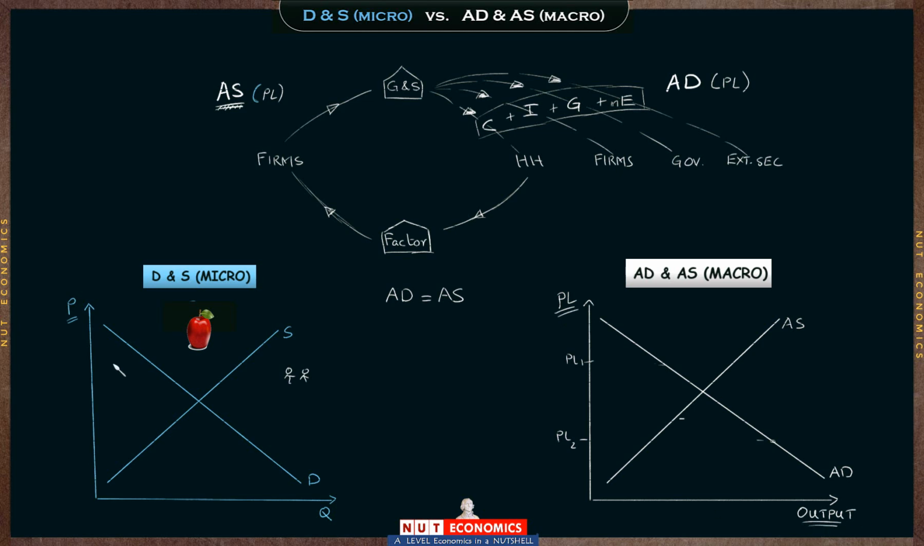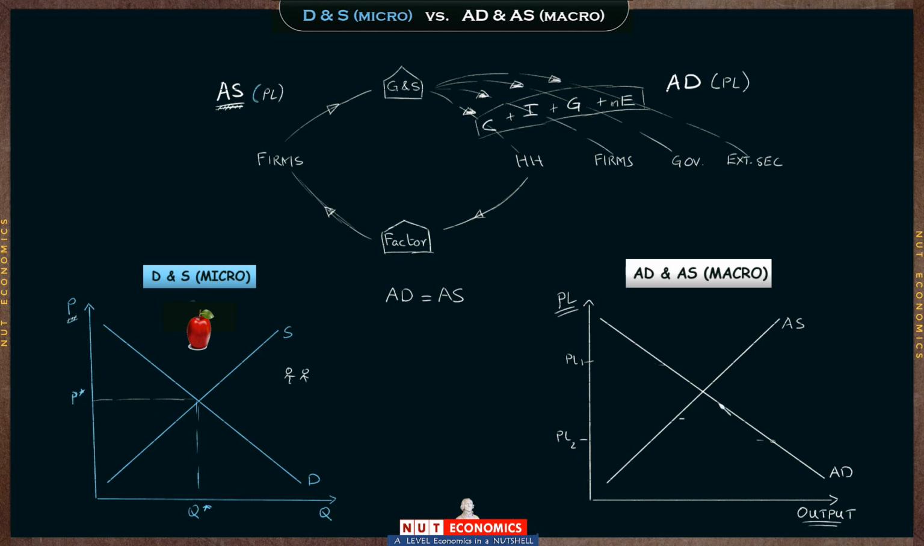In the microeconomic version of this model of demand and supply, we are looking at the prices and the quantities of one single individual product, and therefore the demand and supply of one single individual product. And therefore the equilibrium that this microeconomic model gives us tells us the equilibrium price and the equilibrium quantity of apples that this economy will produce.